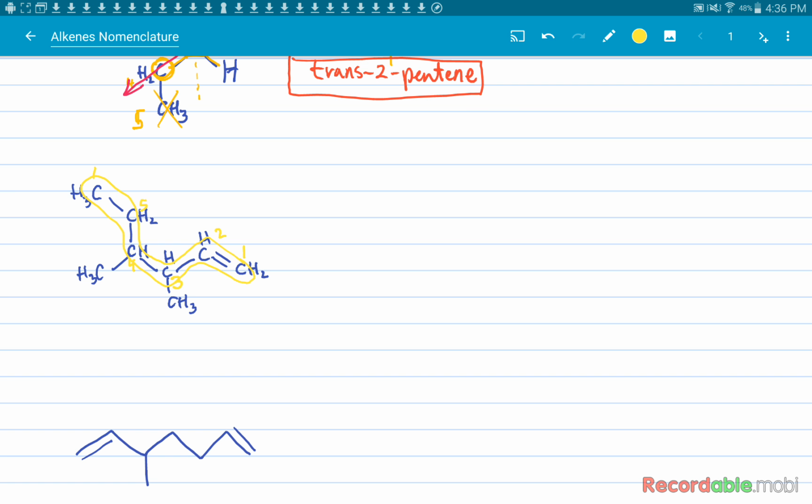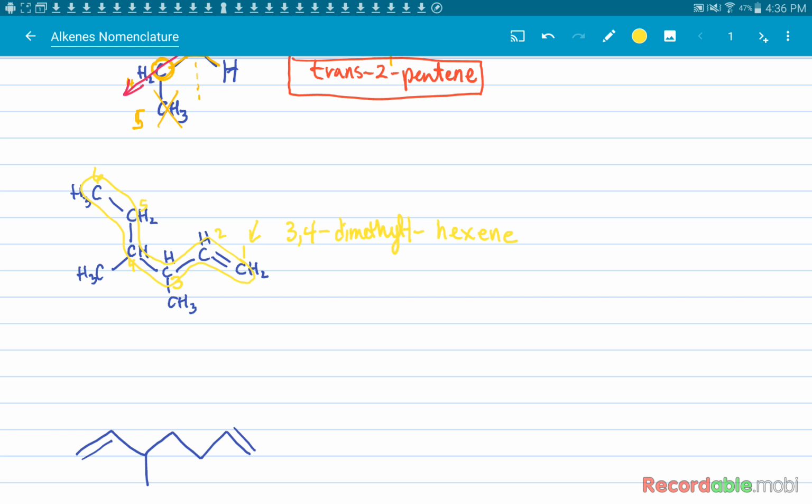So it's 6, so it's going to be a hexene, and it's going to be a 1-hexene because the double bond is between 1 and 2. It's after the 1 carbon. And we've got 2 methyl groups, so it's going to be dimethyl, and those methyl groups are on the 3 carbon and the 4 carbon, the longest carbon chain, so it's 3,4 dimethyl, dimethyl 1-hexene.